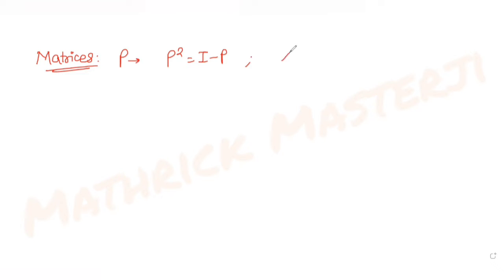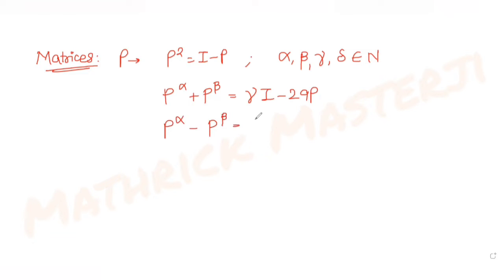And the further question tells us that alpha, beta, gamma, and delta all belong to N, that is natural numbers. If P raised to alpha plus P raised to beta is equal to gamma I minus 29P, and P raised to alpha minus P raised to beta is equal to delta I minus 13P, then we need to figure out the value of the expression alpha plus beta plus gamma minus delta.